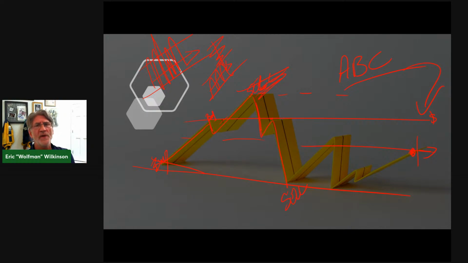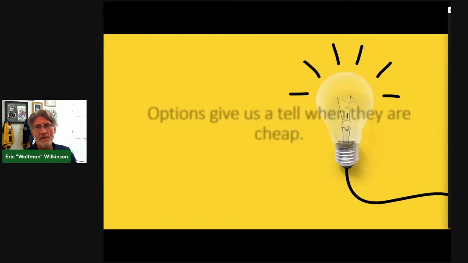I'll show you how you'll immediately know whether or not you are going to be buying those options or selling those options before you even turn to that option page where it shows you the calls and the puts. We can do it from the chart. I'll show you how to do it in a moment. But the reason why I want to trade options more often than not, they give us a tell whether or not they're cheap or expensive. So I immediately know if I should be buying them or selling them.